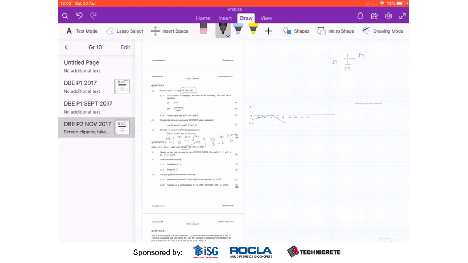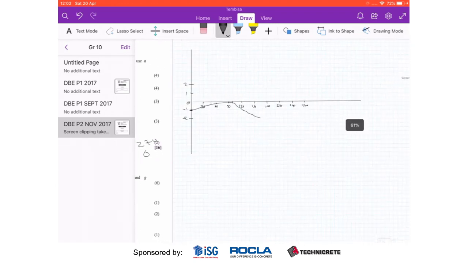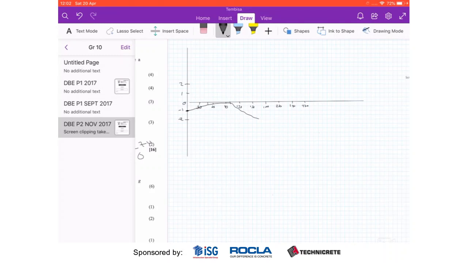Let me just confirm. So it was sine 270 minus 1 is negative 2. Because otherwise our graph won't make sense. 180 is at negative 1. Ooh, it's a bit difficult to draw this graph like this. Let's take these ones out.